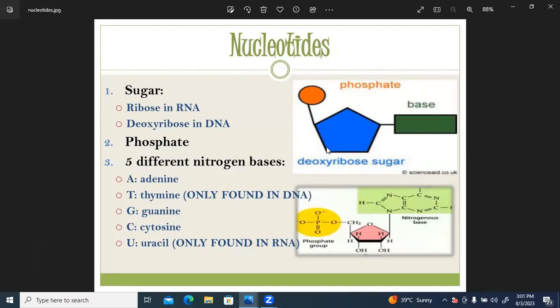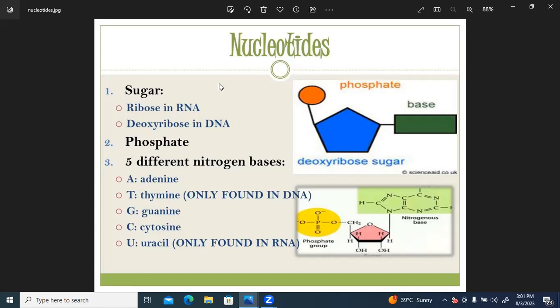We have taken up this diagram already in detail. And here we have the base. It can be any base: adenine, thymine, guanine, cytosine, or uracil. So here is the detailed explanation of a nucleotide. It can have either a sugar, ribose, or deoxyribose. It has a phosphate, and it can have any 4 of these nitrogenous bases.